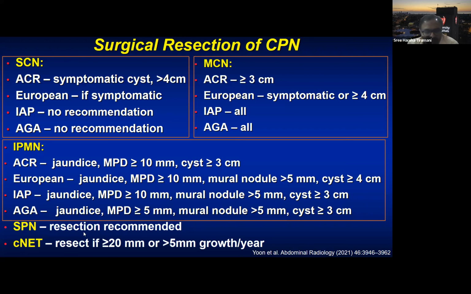The SPEN and the cystic neuroendocrine tumor, they again undergo surgery, especially if there is a growth in the cystic neuroendocrine tumor.